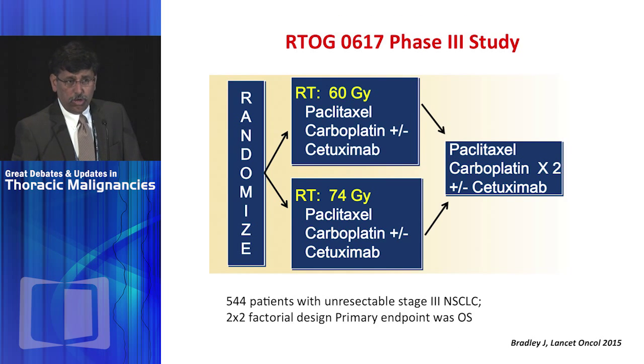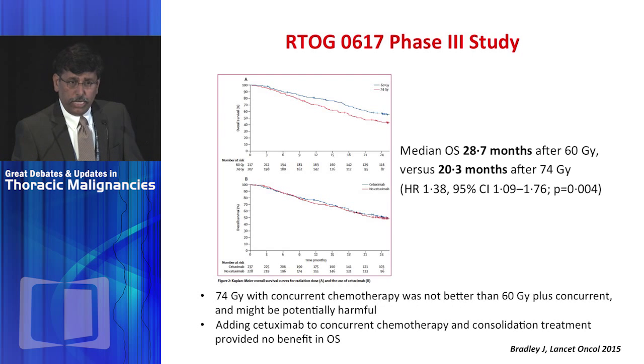The second is the important RTOG study, which asks 2 questions. Dose of radiation, 60 versus 74, and addition of cetuximab, yes or no, in a 2x2 randomized fashion. Cut to the chase, both of them didn't make a difference. So the conventional chemotherapy that you have been doing, paclitaxel, carboplatin weekly with 60 of radiation, is just as good. And if anything, there was numerically less. You can see that there was a possible adverse effect of the high dose radiation therapy here. So 28 months. So today, there's no reason to use higher than the conventional doses of radiation.